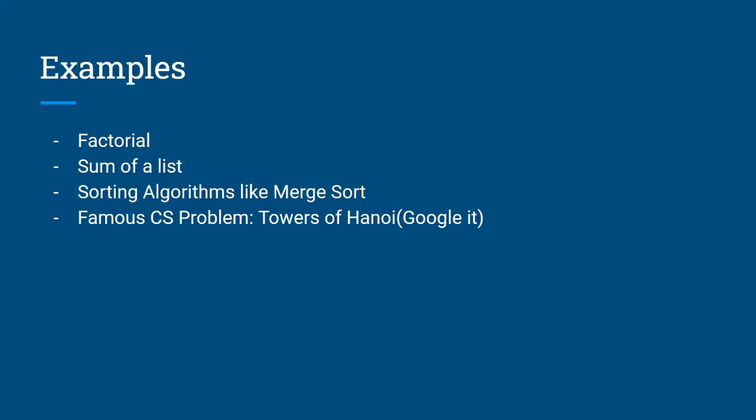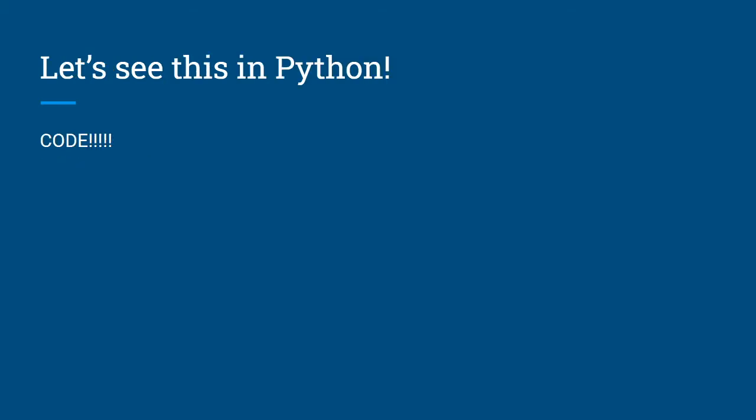Now, here's some examples. We have a program that finds a factorial of something, the sum of a list, some famous sorting algorithms like merge sort or quicksort, and a very famous computer science problem known as Towers of Hanoi. You should Google it and try that yourself. Now, let's see this in Python.